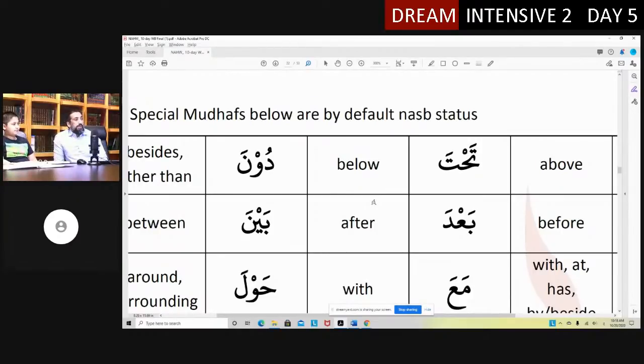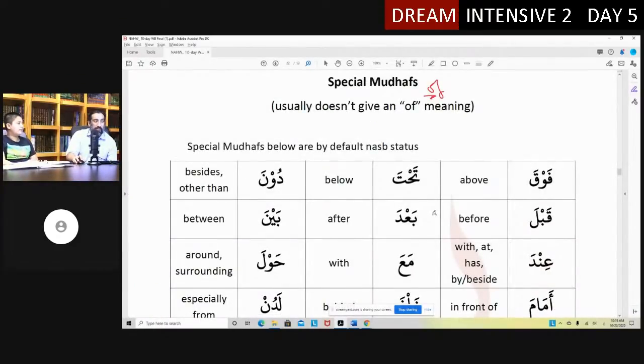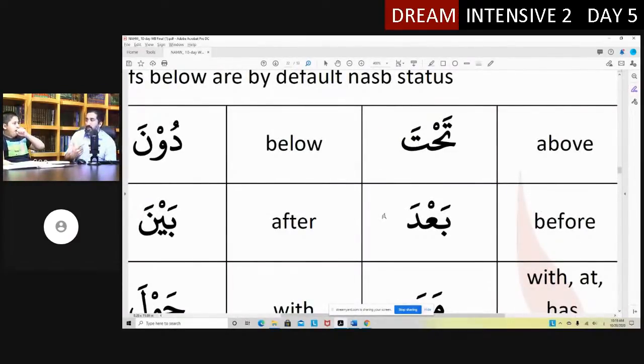You'll notice also tahta, like above. It seems to be usually a detail. Like, hey, where did you eat? Oh, under the tree. Or some of these have to do with time. Like, when did you go there? Oh, after Maghrib. You know, before, after. Qabla, before, and ba'da, after. So because they're usually details, that's why they're usually nasab. So that's another reason why they are different. Any other questions about them?